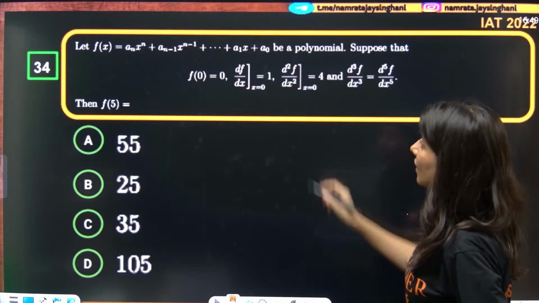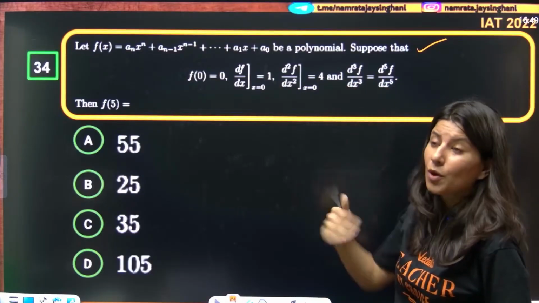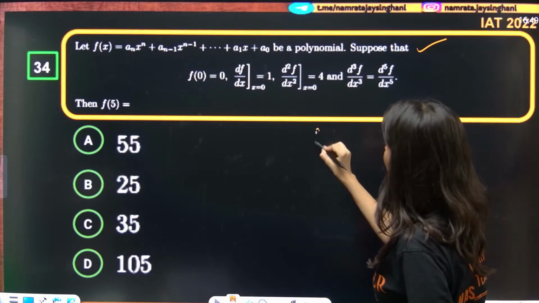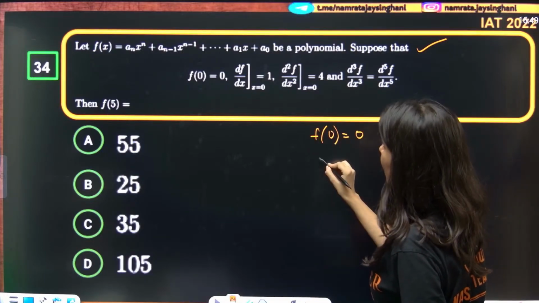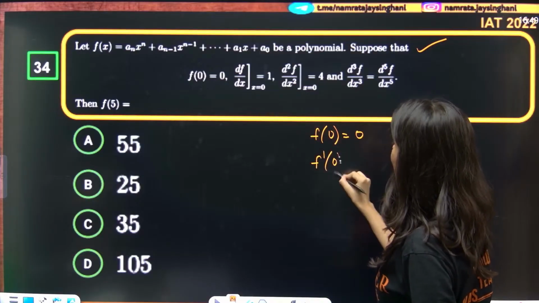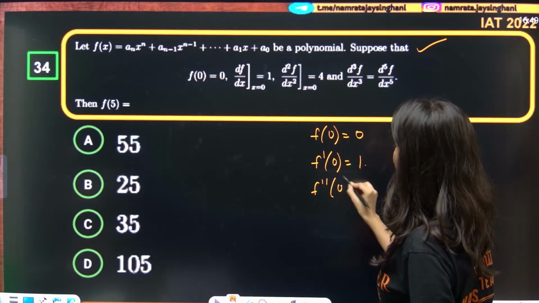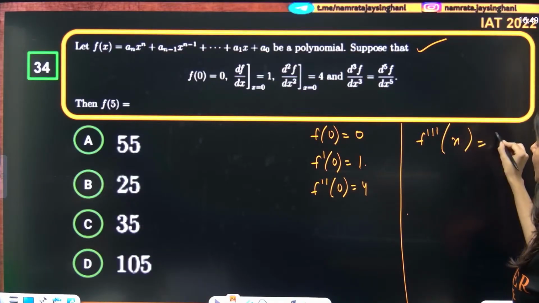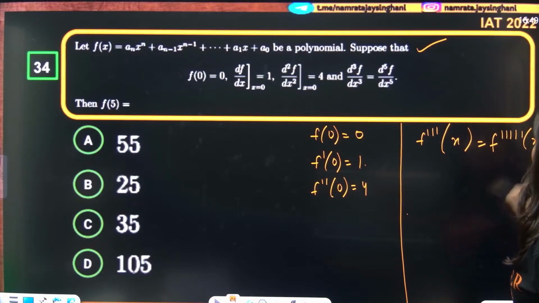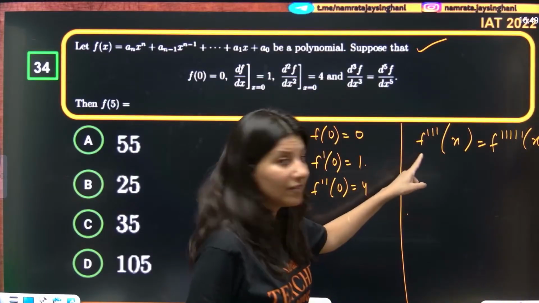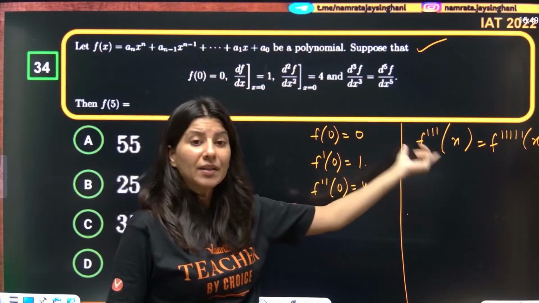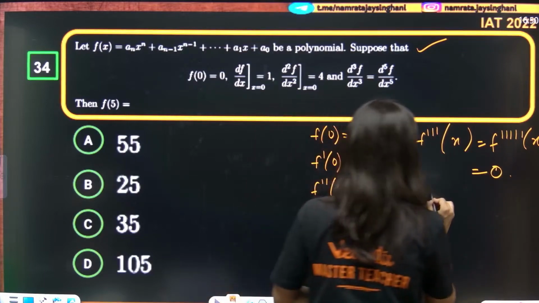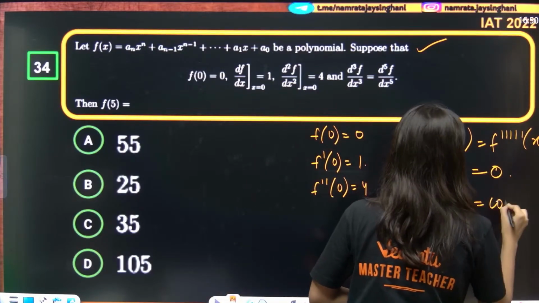See what they are saying. There is this f(x) which is a polynomial. Now the polynomial could be a constant polynomial, linear polynomial, cubic polynomial, that we have to figure out. f of 0 is 0. Then f dash 0 is given as 1, f double dash 0 is given as 4, and f triple dash x is nothing but f fifth derivative. What does that mean? In a polynomial, the third derivative and fifth derivative cannot be equal unless they are becoming 0. So the third derivative is becoming 0.